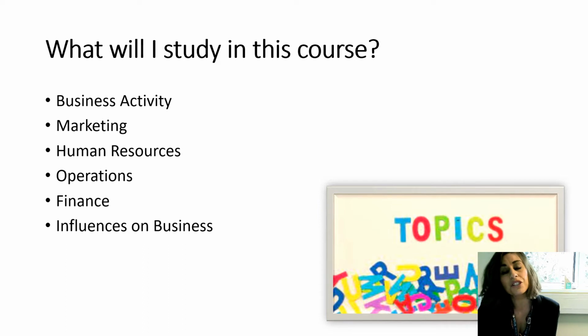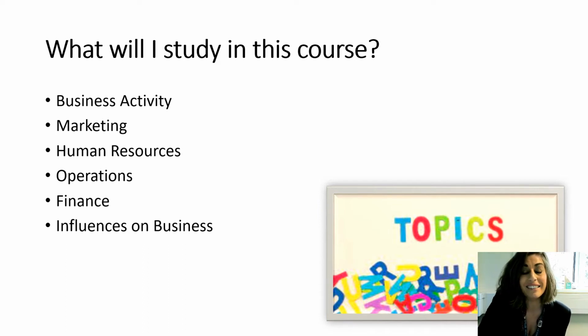So what will you study on the GCSE 1 to 9? Well, we look at 6 key topics and we study these across the 2 years. We will study in Year 10 business activity, which looks at business ownership, sole traders, public limited company, private limited companies and key stakeholders in business.